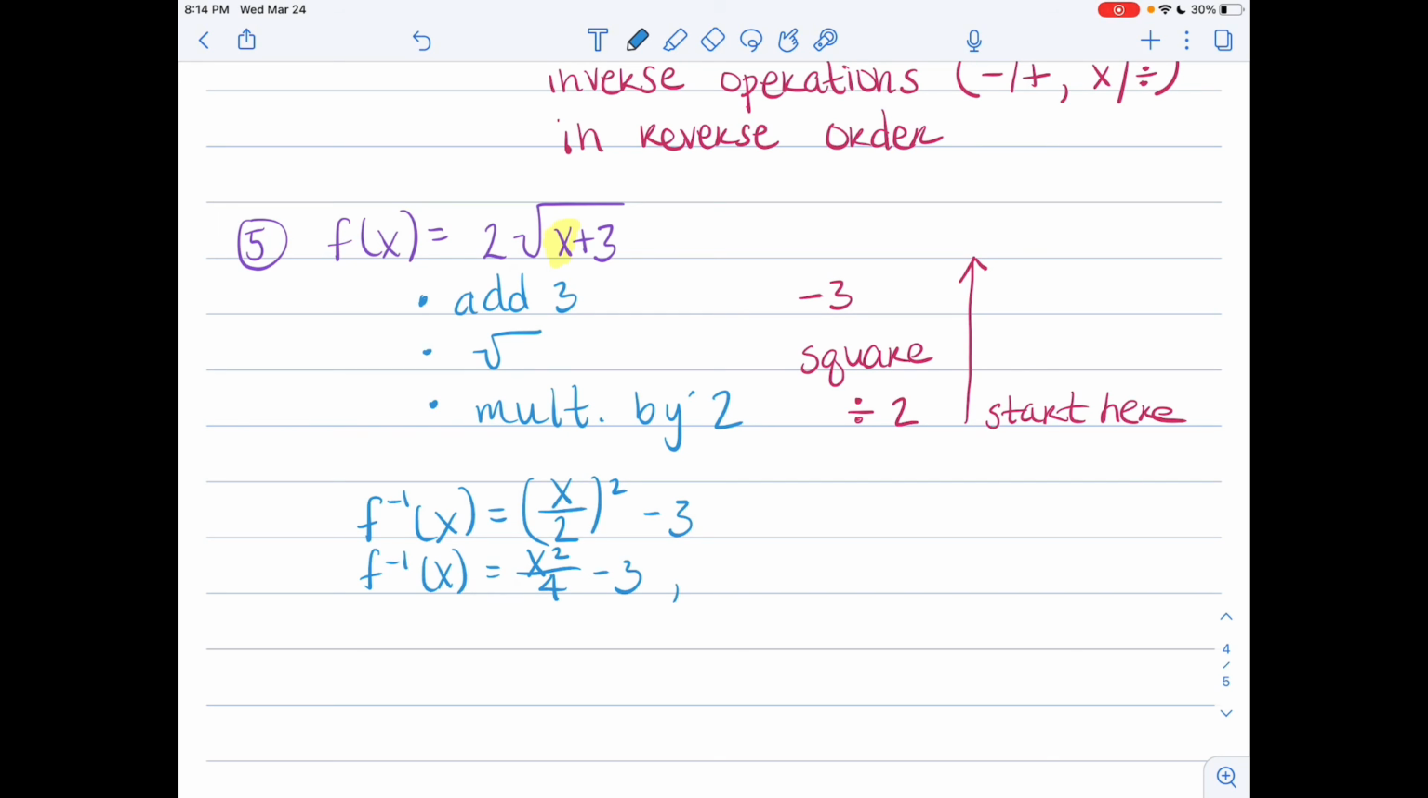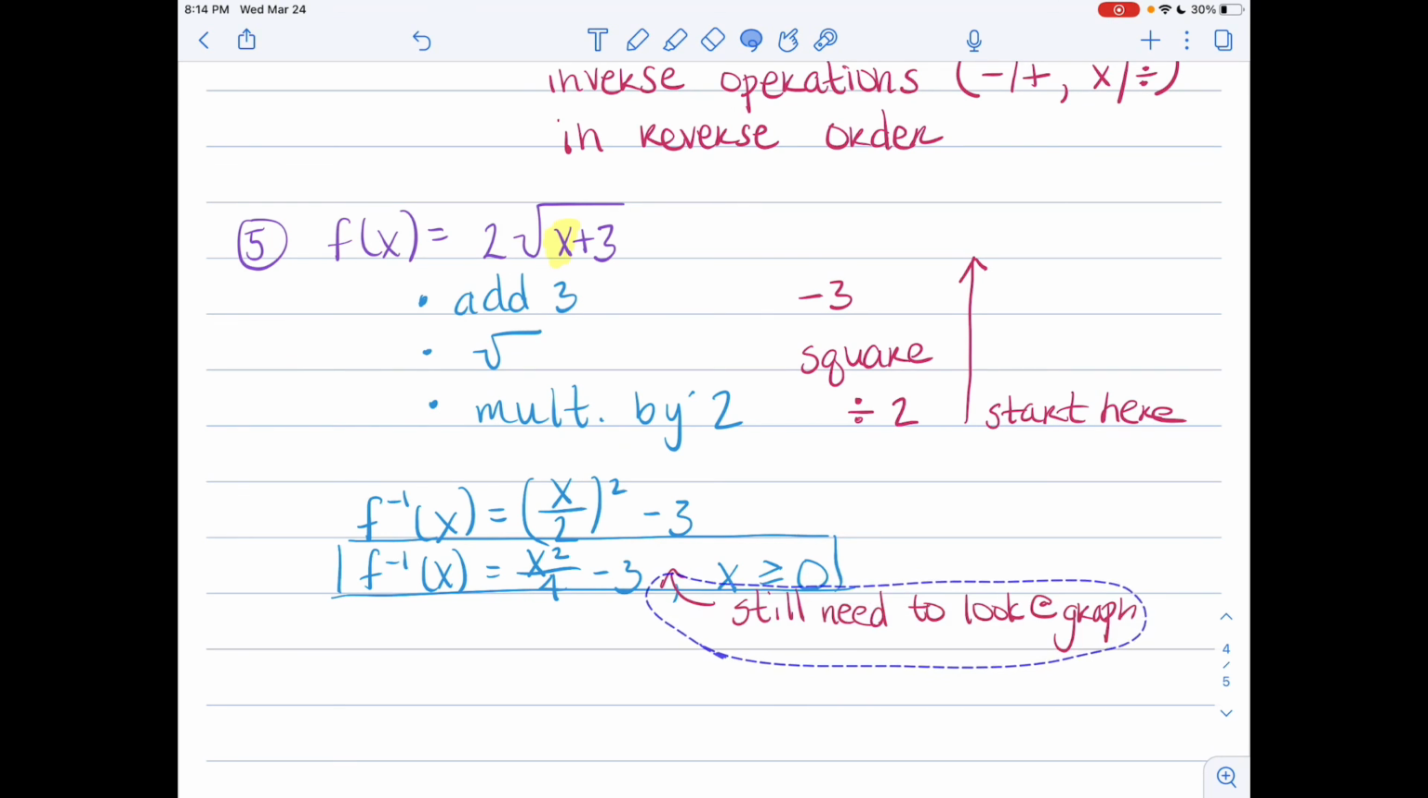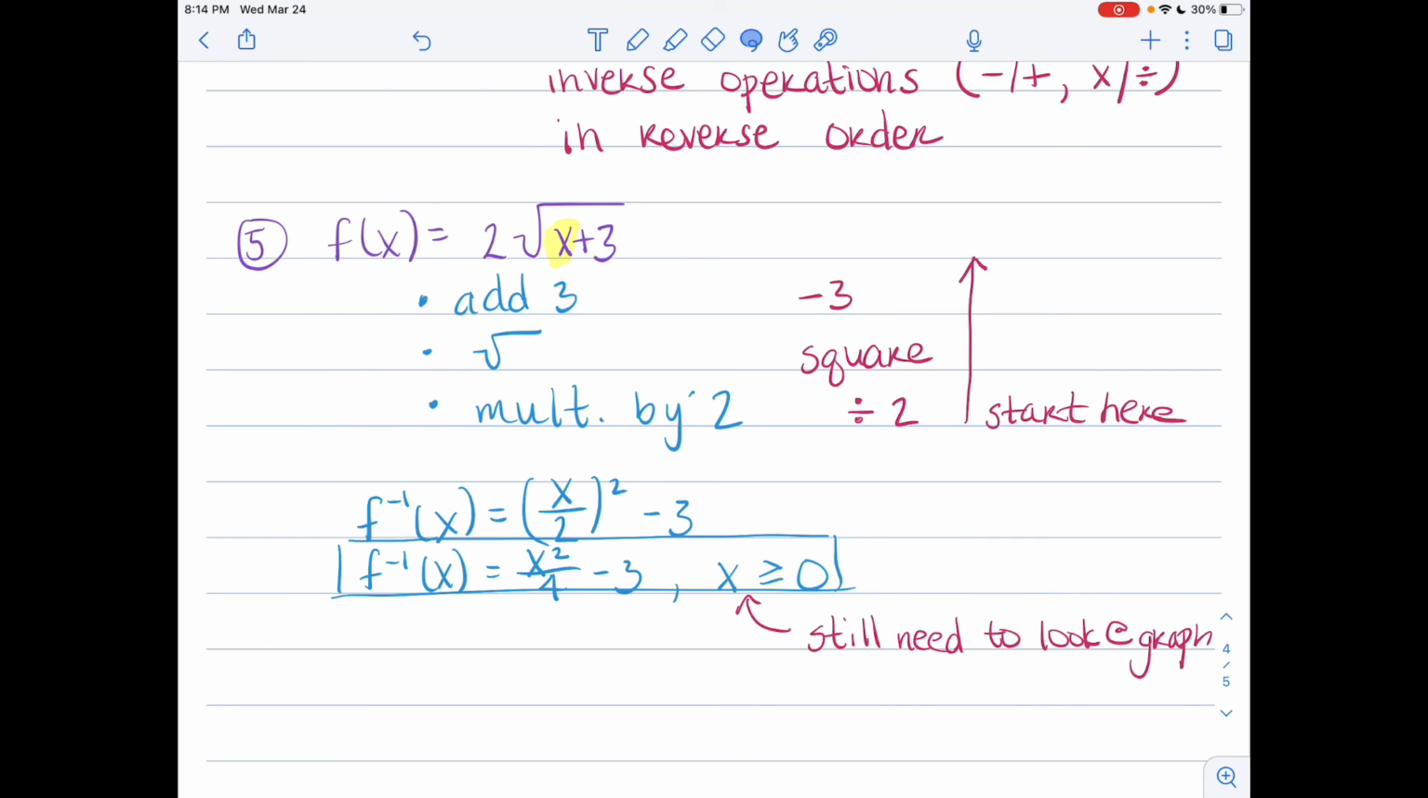Now you're still going to have to use a graph to come up with your restriction of x greater than or equal to 0, and so you may want to go ahead and make yourself a note that you want to still look at a graph to get that information.